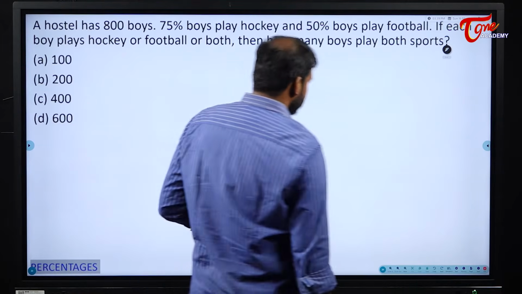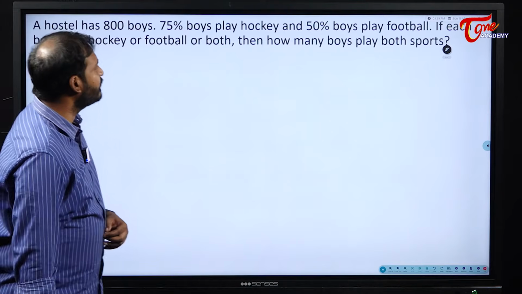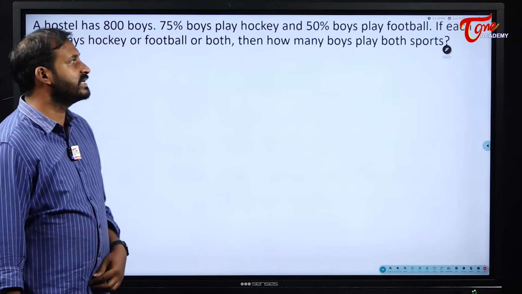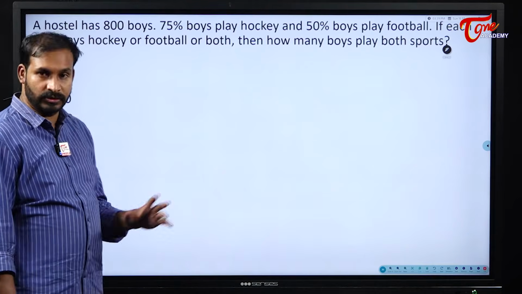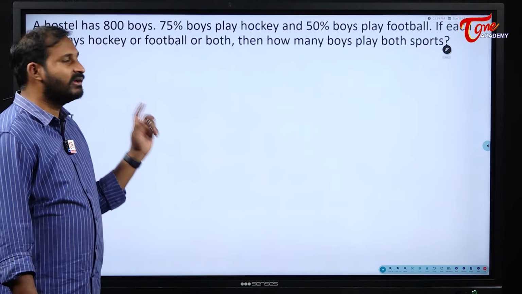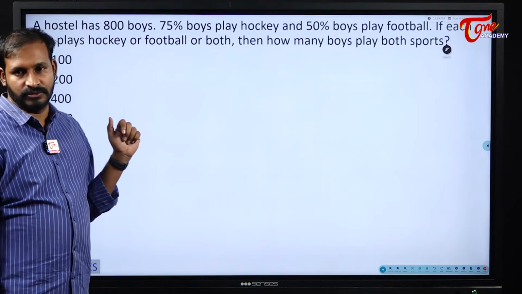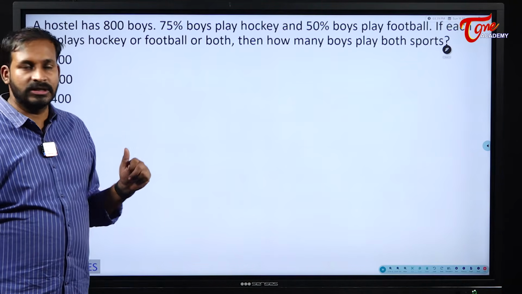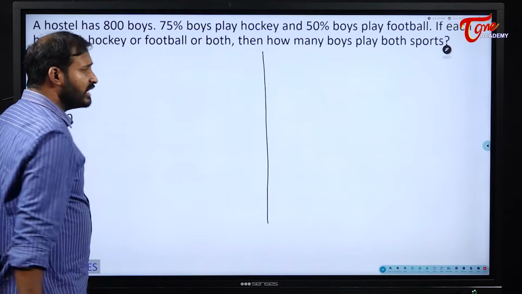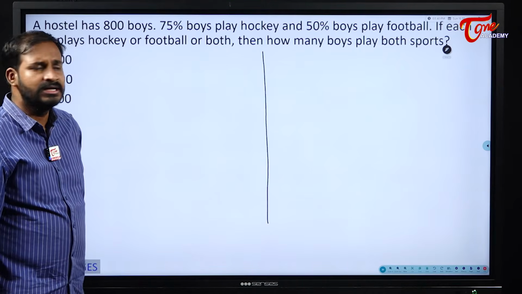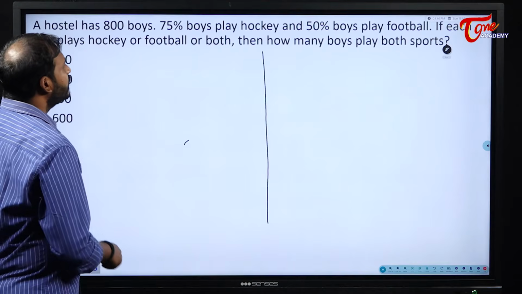Okay. Next one. See here, a hostel has 800 boys, 75% boys play hockey and 50% play football. If each boy plays hockey or football or both, that means definitely they will play at least one game. Then how many boys play both the sports? Now see here, as usual, we will solve this with our set theory as well as our Venn diagram concept.